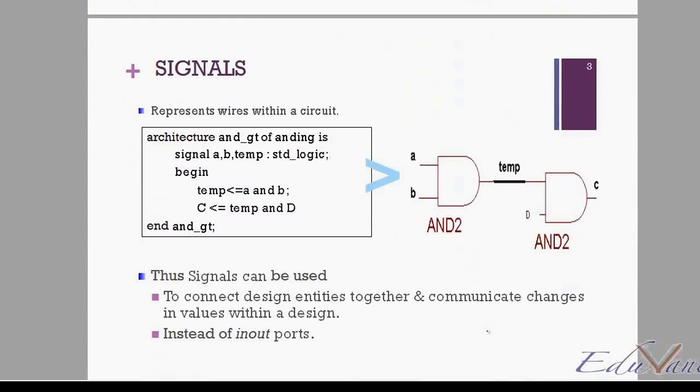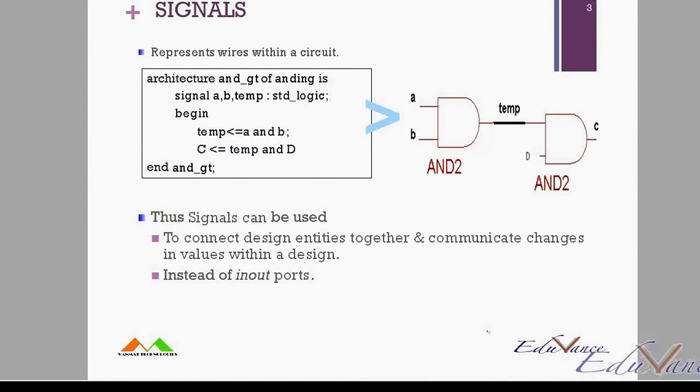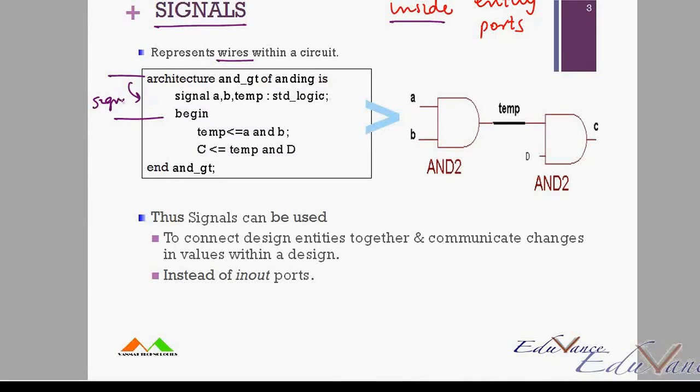So signals are used inside a design. For outside, we have the entity where I can specify my ports, but for inside I will use signals. We will use signals to represent wires within a circuit. For example, the syntax is as follows. It is written inside the architecture. Between architecture and begin, this is where you will do your signal declaration like this.